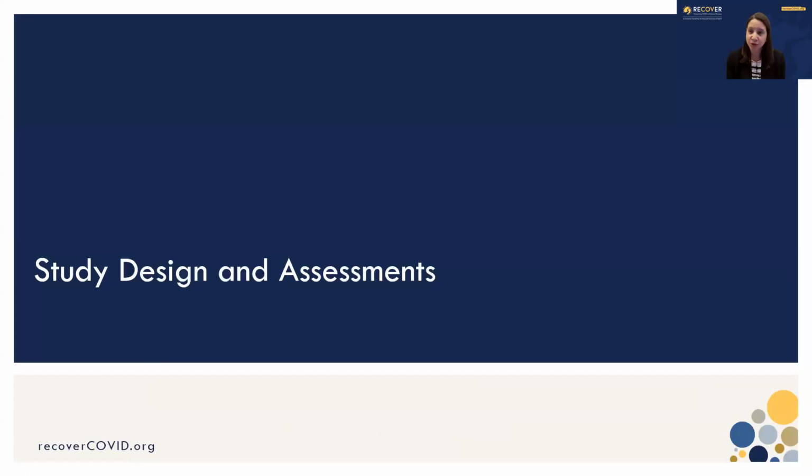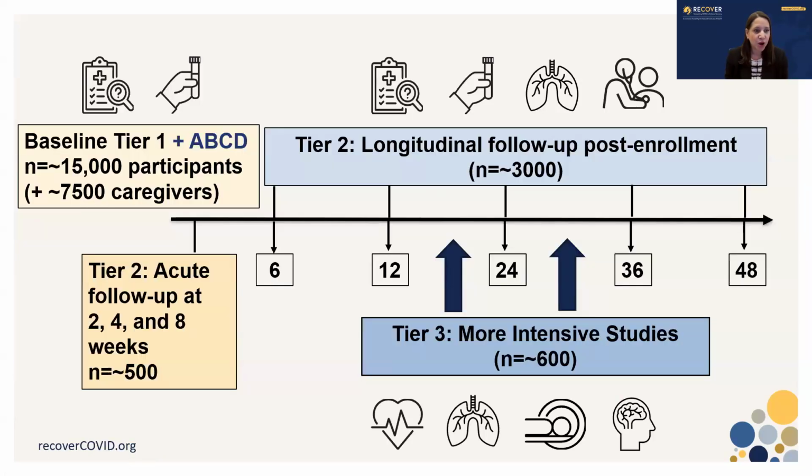So I'm going to give an overview of our study design, which does vary from what was presented about the adult study. So overall, our Tier 1 reflects a baseline assessment, which includes participants in the main cohort, ABCD, as well as MUSIC. A subset of them include those that had their infection within 30 days of enrollment.